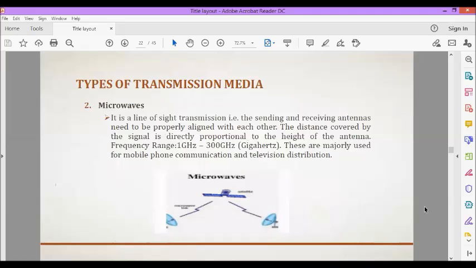The second one is the microwaves. It is a line of sight transmission. For example, the sending and receiving antennas need to be properly aligned with each other. The distance covered by the signal is directly proportional to the height of the antenna. The frequency range is 1 to 300 gigahertz. So these are majorly used for mobile phone communication and television distribution.